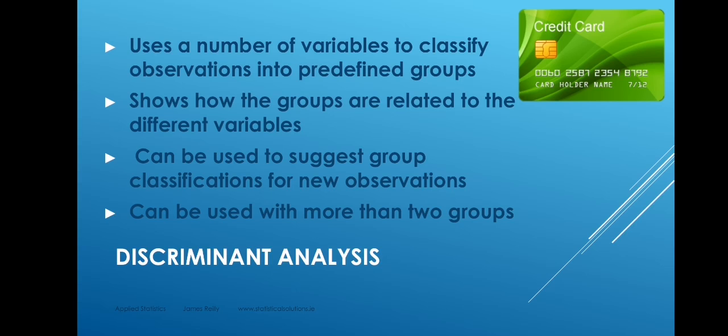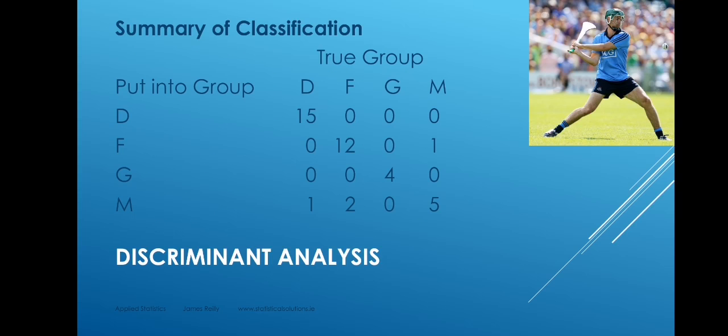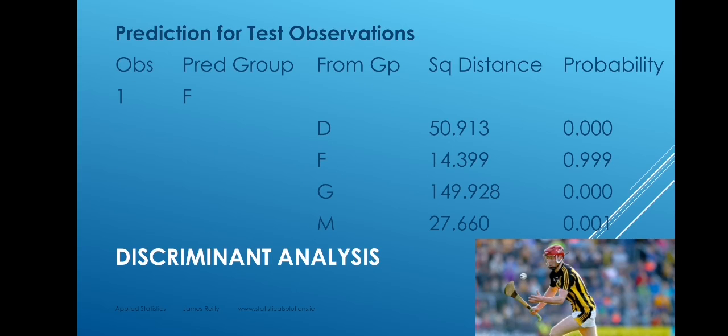But its advantage over binary logistic regression is that while it does a similar task, it can be used with more than two categories. Here's an example of discriminant analysis used to classify hurling players into their four different positions: defender, forward, goalkeeper, and midfield, based on measurements made on the athletes themselves. And this discriminant analysis has done quite a good job in that we see out of the 16 defenders, 15 were put into the correct group using this approach. And so on for the other categories. The success rate was quite high.